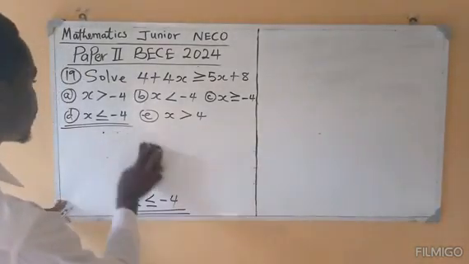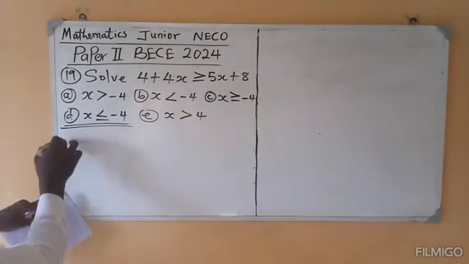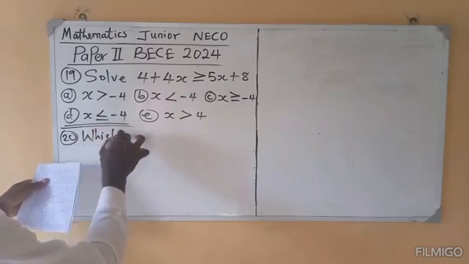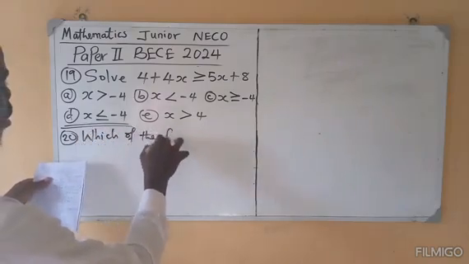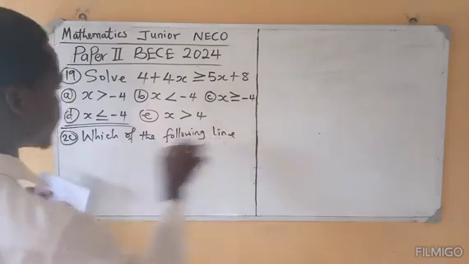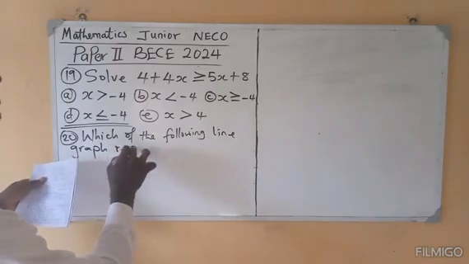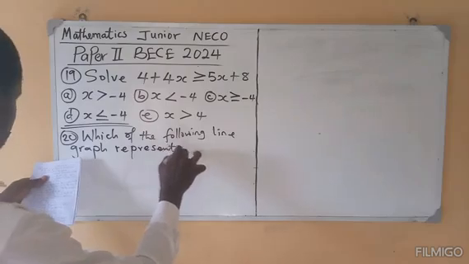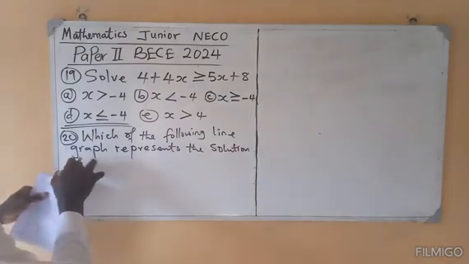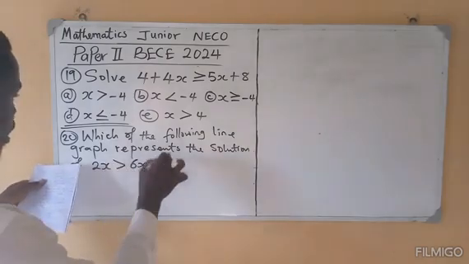So the next question, question number 20, says: which of the following line graphs represents the solution of 2x greater than 6x plus 8.